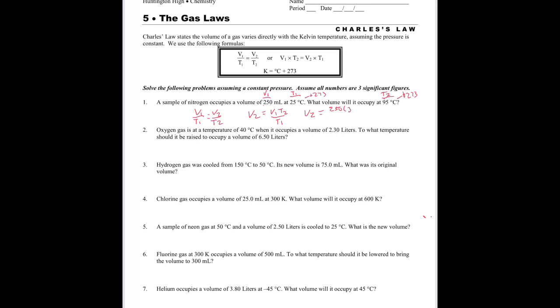So by substituting our values, we can say 250 times 368, that's the second temperature, divided by 298, and that's going to be equal to 309, and the unit was milliliters, so it's 309 milliliters.